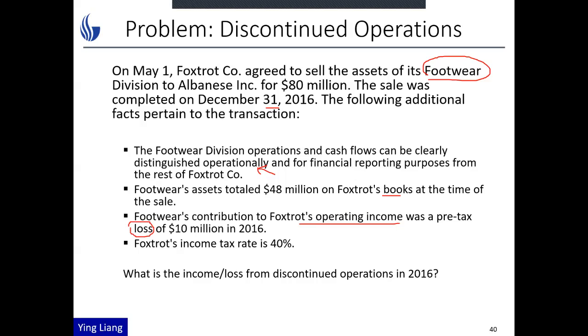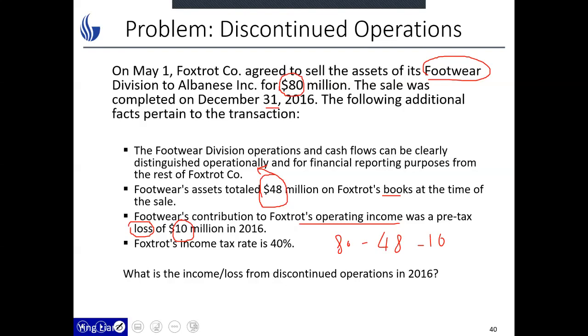So what is the income or loss from discontinued operations? Now we are asking for the final step, so this step should be after the calculation of income taxes. So we have a loss of $10 million, and we need to consider this one. Next, we compare the price to the book value. The price is $80 million, while it was worth $48 million in our books. So there's a gain, and the gain is the difference between these two, right? 80 minus 48. And then there's a loss of 10, so we still subtract this 10. Now this is the total.